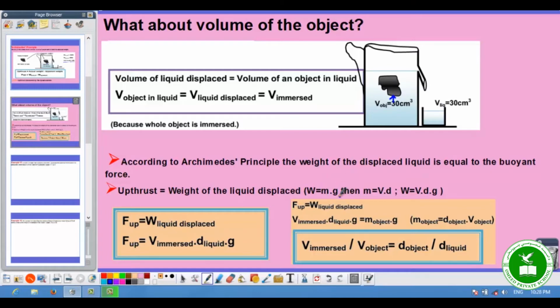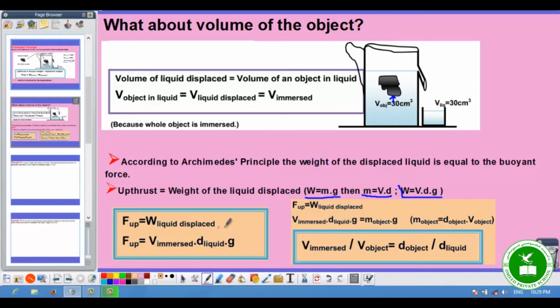Here you know weight is equal to m times g, right? And from the density formula, you know mass is equal to volume into density. Now, if we write volume into density instead of mass, what will we get? We get this formula: weight is equal to volume into density into g. Now, this is basically buoyant force.